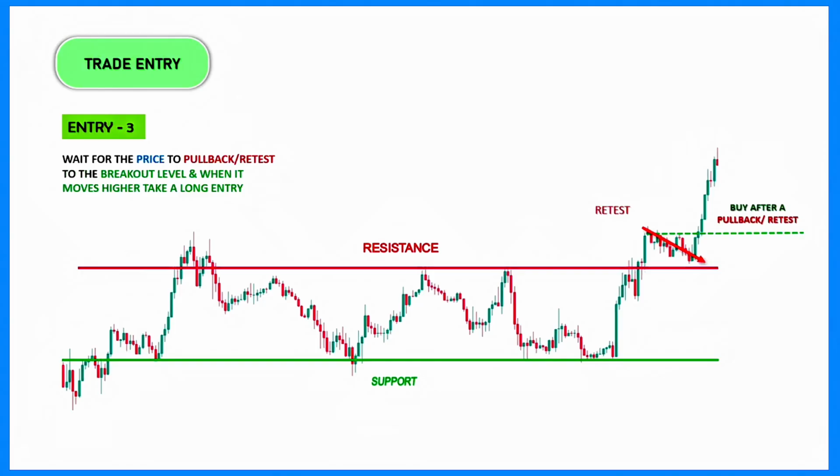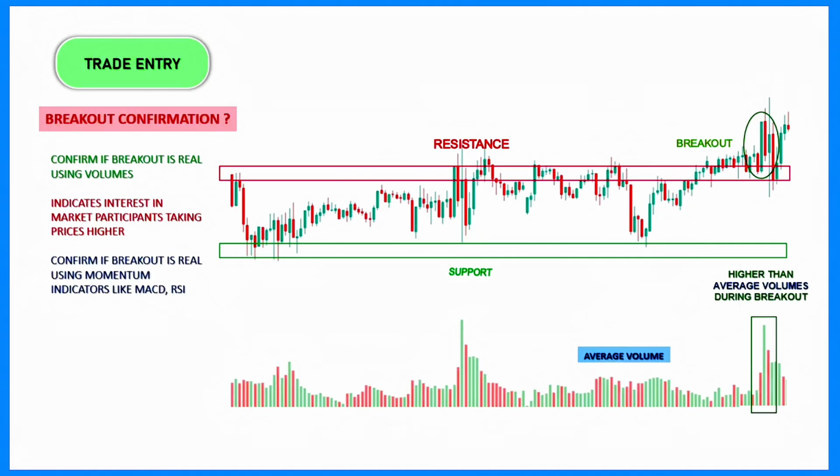Just skip the trade. There will always be better setups ahead. Always confirm that volumes are increasing during the breakout. Higher volume signals strong buying interest. You can also check indicators like MACD or RSI to strengthen your analysis.